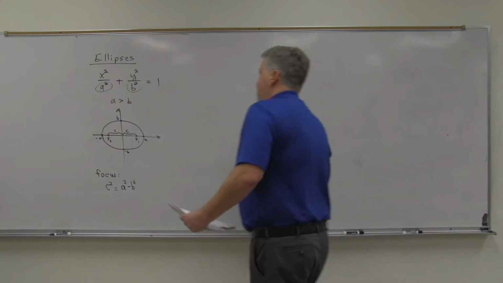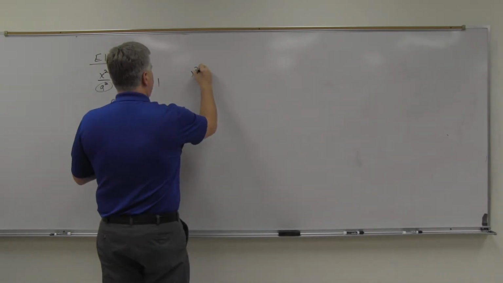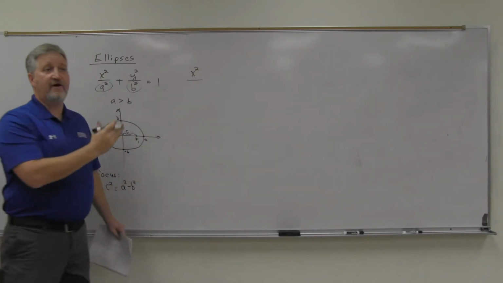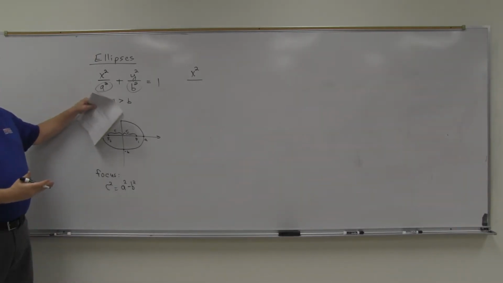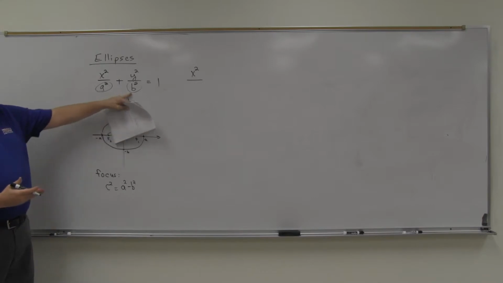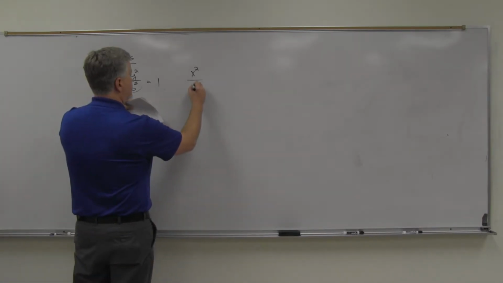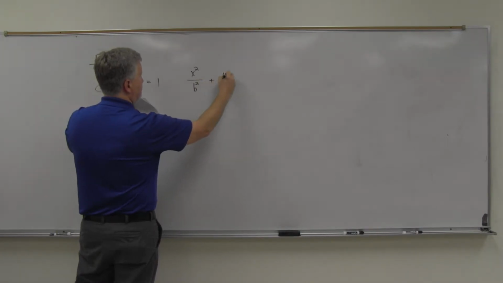All right. Now, what can happen is, we've got a greater than b. So it very well could be that the thing underneath the x squared is less than the thing underneath the y squared. So in that case, the b squared would be under the x squared.